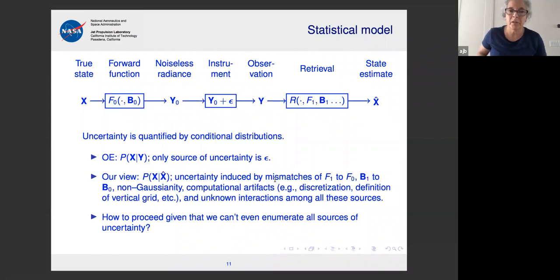One reason for doing this is that that posterior variance estimate is known to be too small for a whole variety of reasons, and we wanted to stay away from it. We wanted our uncertainty to be comprehensive rather than just propagate forward epsilon. Now, there are lots of other sources: the mismatch between F1 and F0, the mismatch of B1 to B0, non-Gaussianity, computational artifacts, all kinds of things. We can't even list them all. So we decided not to try to write them all down and then characterize them.